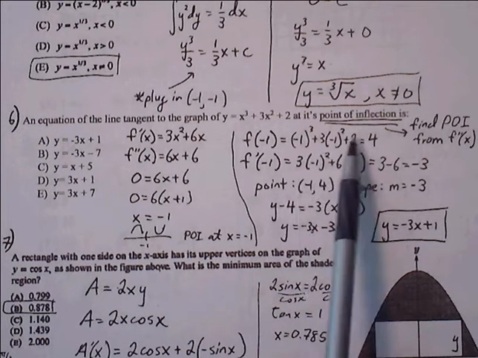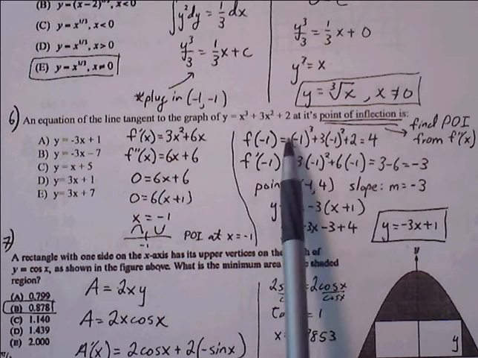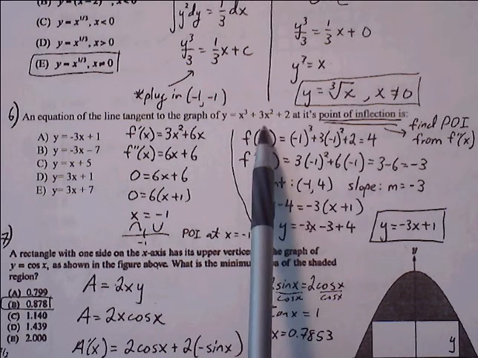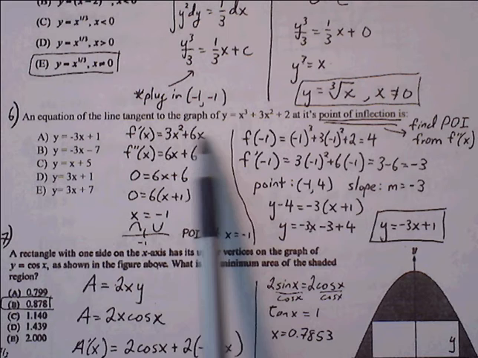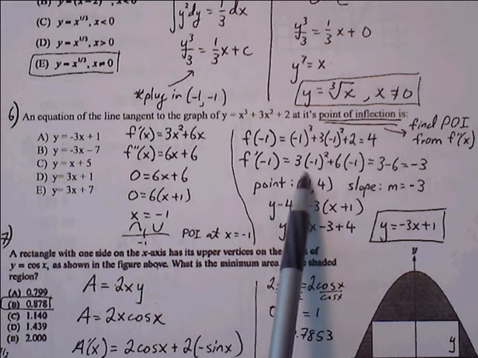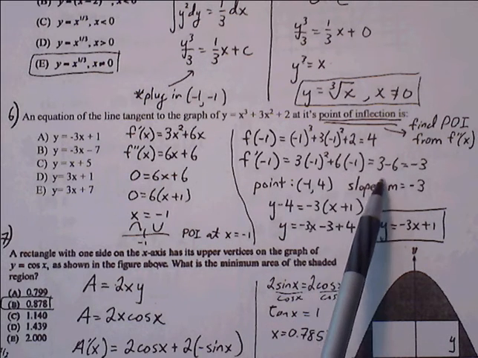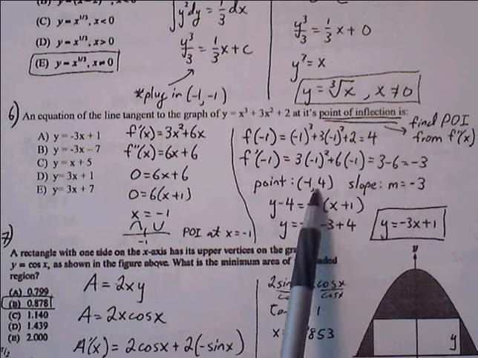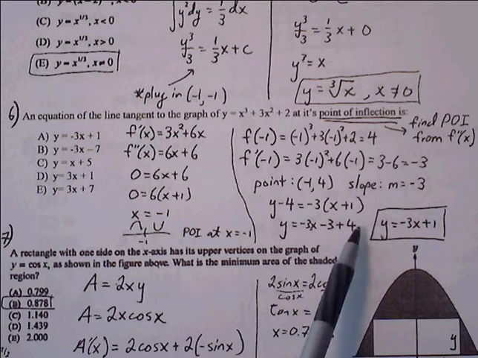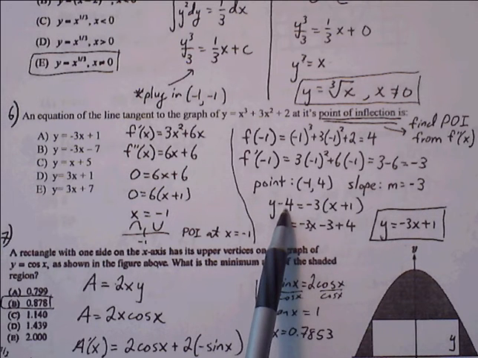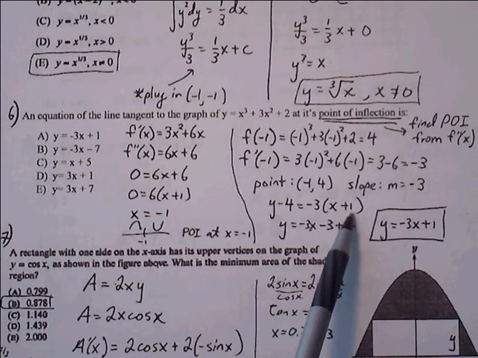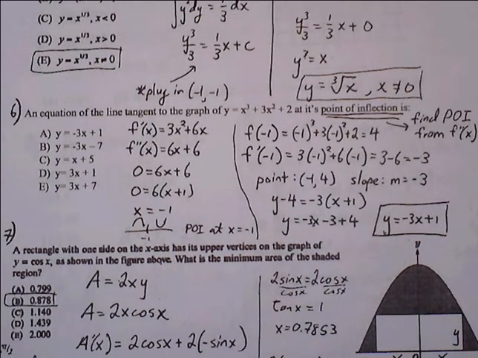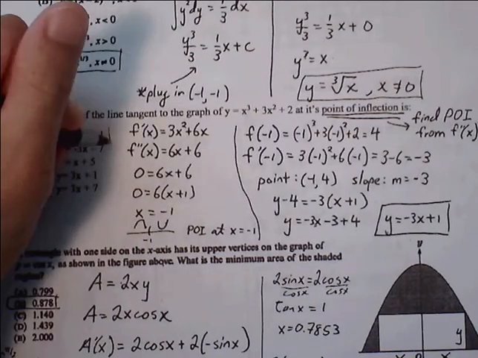So here's my ordered pair. If I want to find the tangent line equation, I also need to find the slope. So to find the slope, I'm going to have to plug negative 1 into the first derivative. So negative 1 gets plugged in for x. We get 3 times negative 1 squared minus 6, or 3 minus 6 is negative 3. Here's our slope. Here's our ordered pair. Our tangent line equation is y minus 4 is equal to slope negative 3 times x plus 1. And if we solve for y, we get y is equal to negative 3x plus 1, answer choice A.